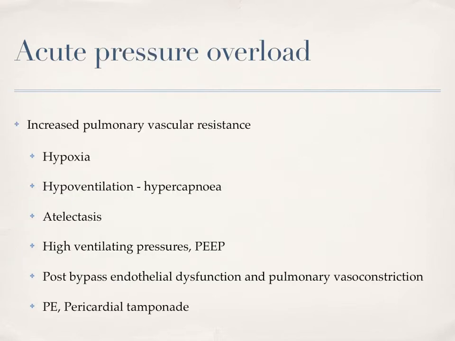So the acute causes of the pressure overload or increased pulmonary vascular resistance in ICU, as we touched on some of them already: hypoxia, hypercapnia, and atelectasis will cause it. High ventilating pressures, in particular high PEEP, will cause it, as we'll see in a moment. And also there can be some endothelial dysfunction and pulmonary vasoconstriction post-cardiac bypass, so the pulmonary circulation can become very reactive in that situation. And also obviously pulmonary embolism, and pericardial tamponade will cause obstruction to right ventricular outflow.